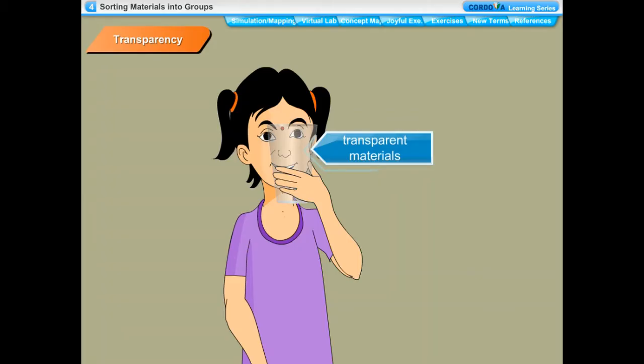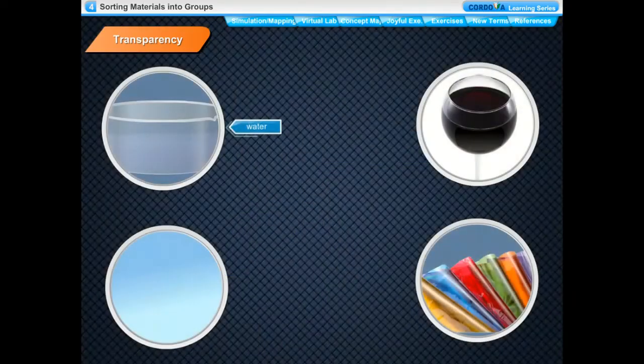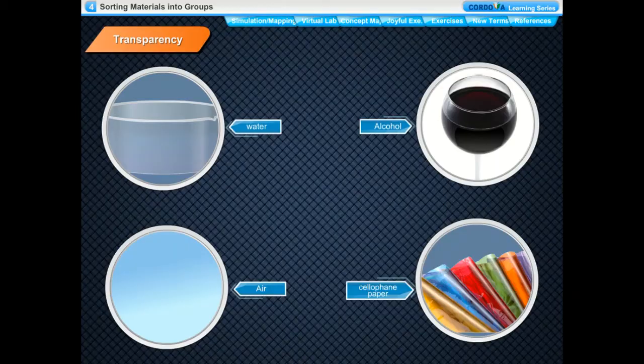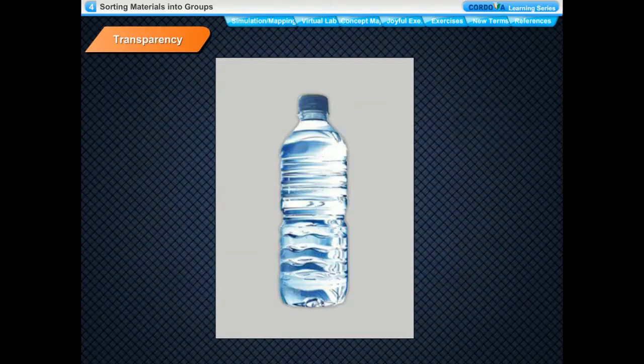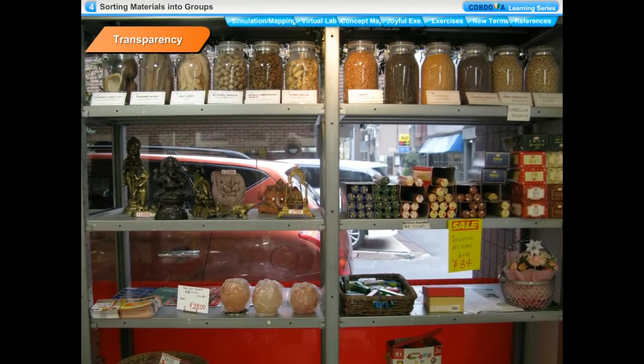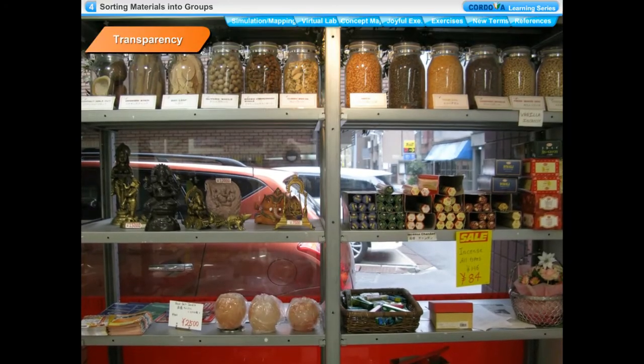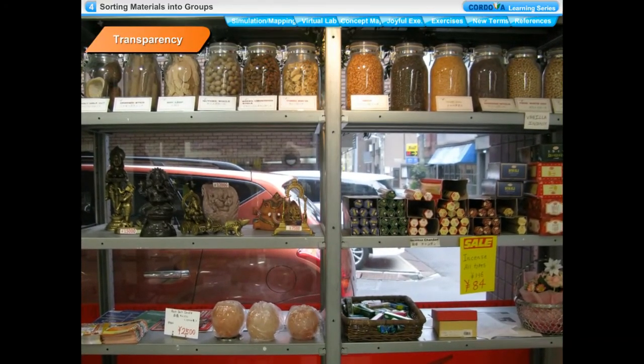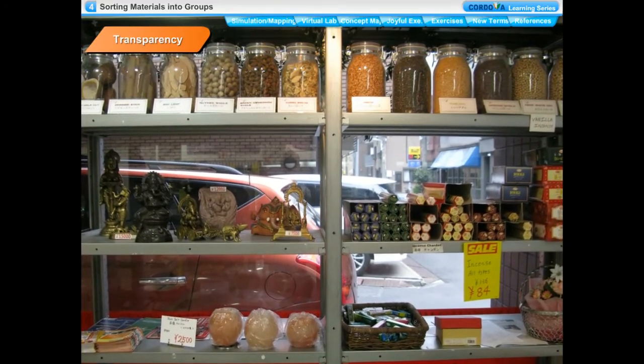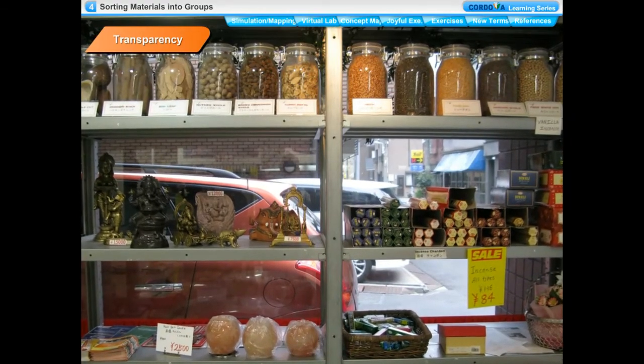Some more examples of transparent materials are water, alcohol, air, and cellophane paper. Some kinds of plastic bottles are also transparent. Shopkeepers usually prefer to keep biscuits, sweets, and other eatables in transparent glass and transparent plastic containers so that buyers can easily see these items.